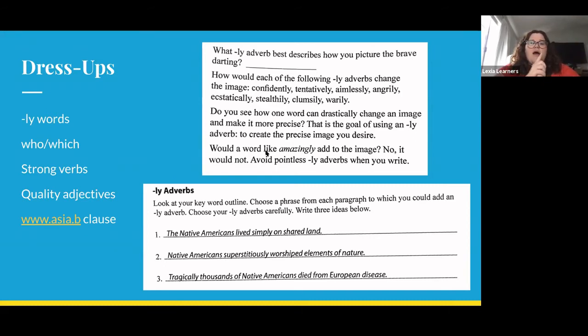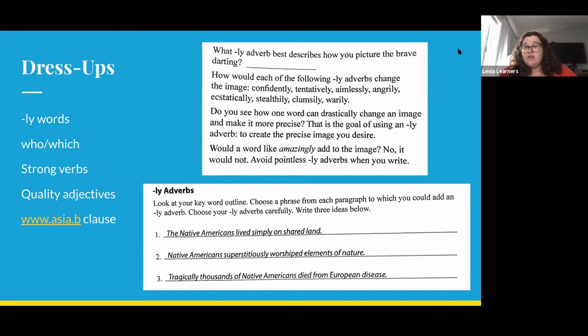So you'll want to have your student have at least one ly word in each paragraph. So not only do you teach it in specific lessons, there is also review in every single lesson in the book. So in this section, it was: look at your keyword outline and choose a phrase from each paragraph in which you can add an ly word. So it helps them figure out what kind of ly words can go in there.